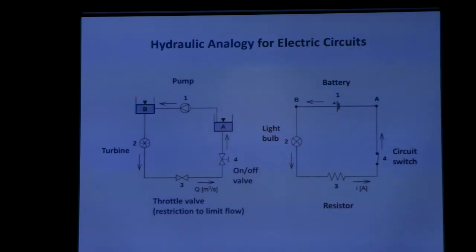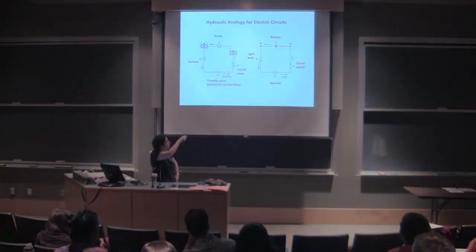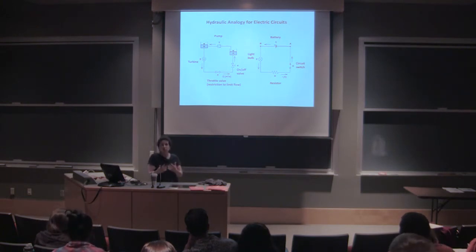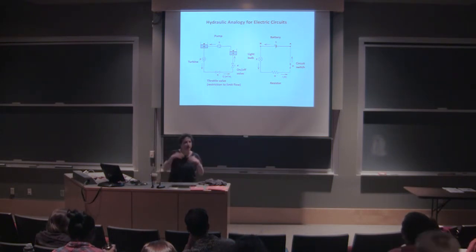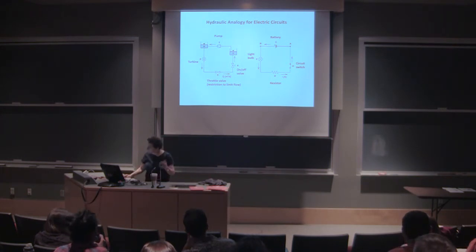You can turn it on or off the way you have these valves here, and you have these throttles which behave like a resistor. So things that change the rate of flow in a system behave in an analogous way to a resistor in an electric circuit. I don't want to belabor this, but I included it because I think it's a really useful thing for you to have as a reference.